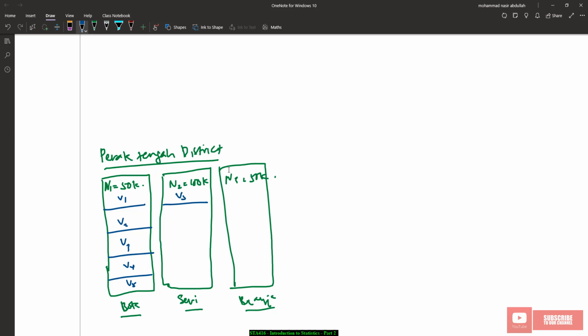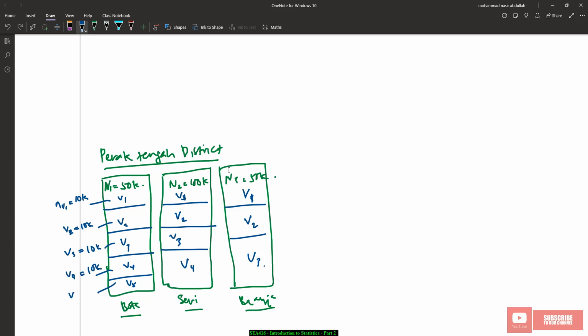Let's say this one pun kita divide lah. Contoh, for example, for the sake of knowledge lah. Right? Say village 4 sajalah. Ada 4 village. Contoh. This is village 4. And let's say this one kita ada 3 village saja. 1, 2, and 3. Right? And each village will have its own population member. Let's say this is 10,000. This is V2 is 10,000. V3 10,000. V4 10,000. V5 10,000. This is N, V5, and V4, and V5. Right? And so on lah.